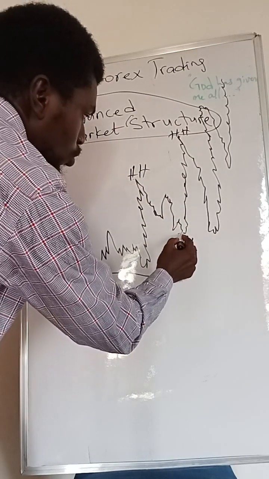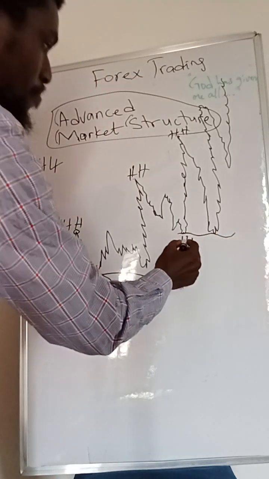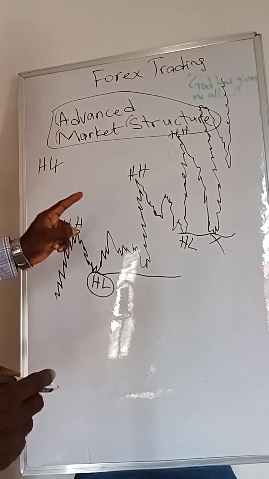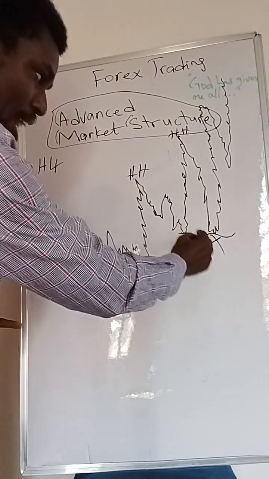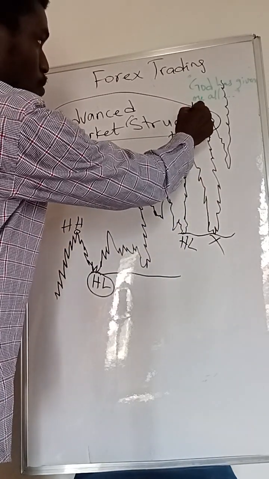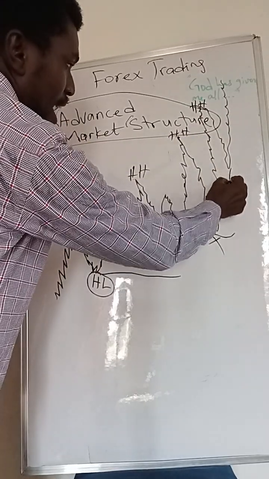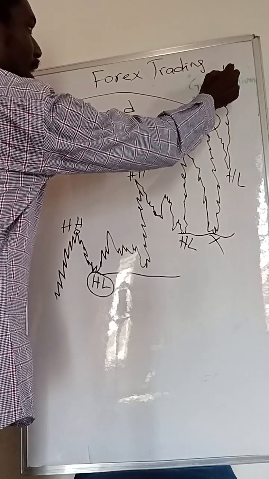and came down to the same line, but did not break the last higher low. It was on the same line with the last higher low, and returned up to create a new higher high. Came down to create a higher low, and went up to create a higher high.